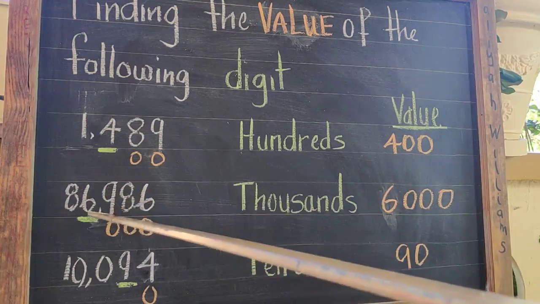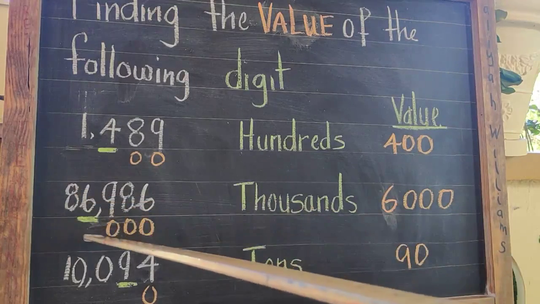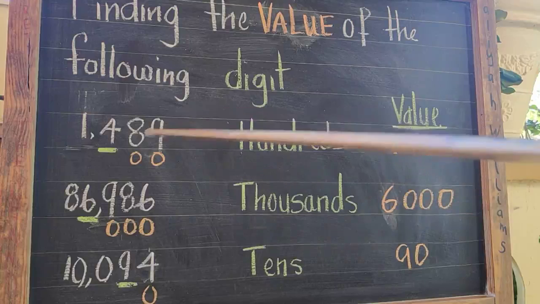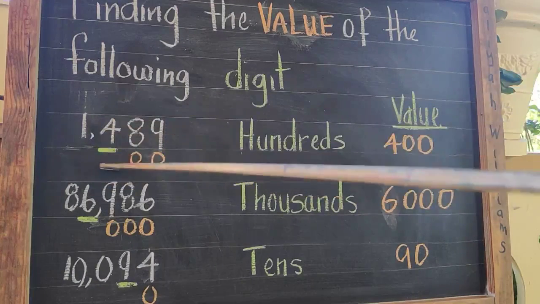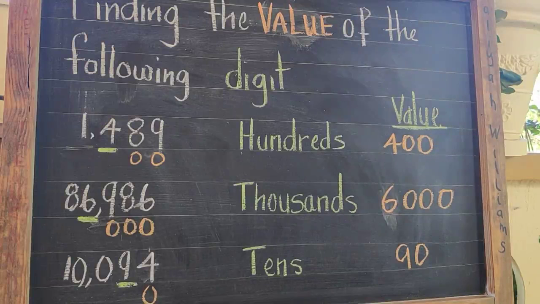The value of the 6 is in the thousand position. 6 times 1,000 is 6,000. This is in the hundreds position. 4 times 100 is 400. All right?